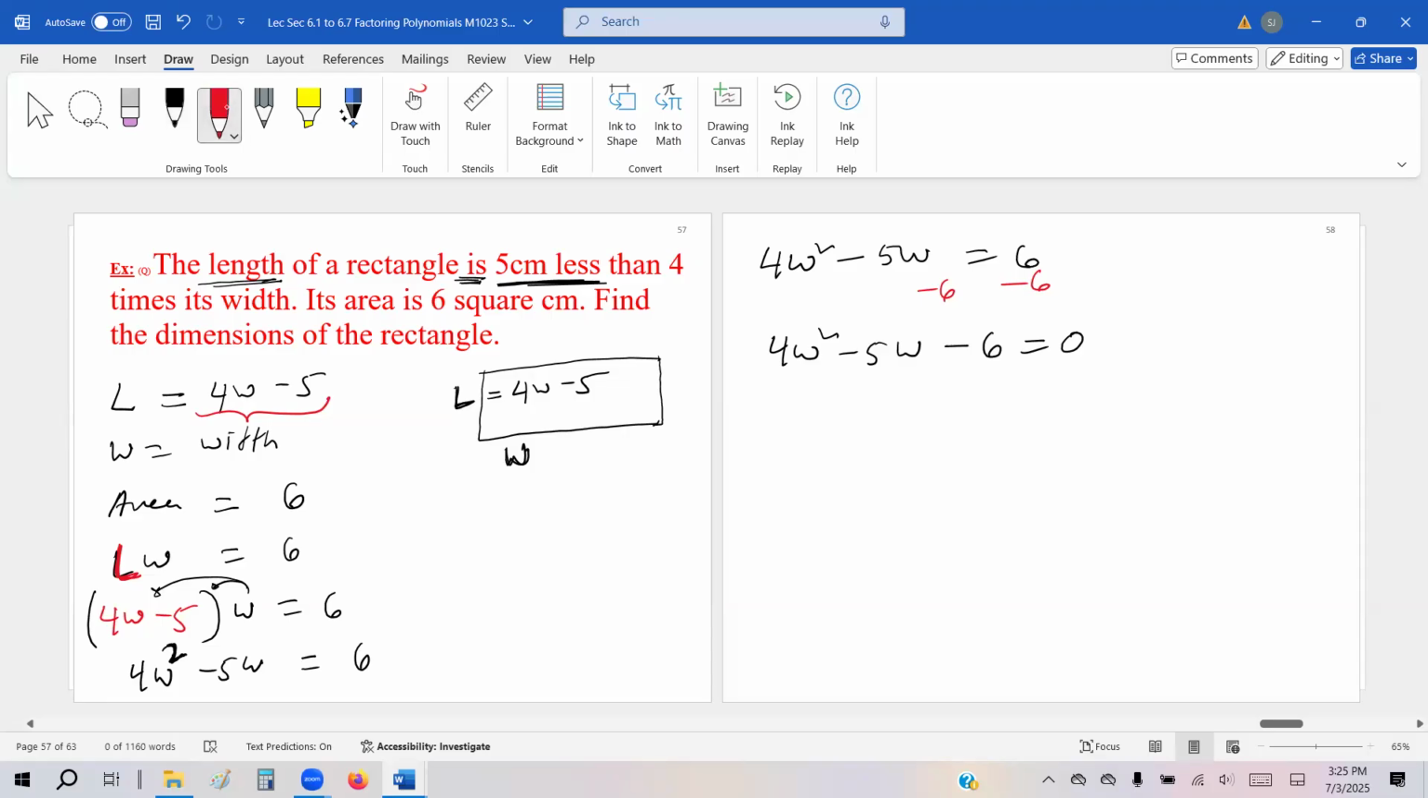In the weird one, we are going to ignore this 4, and the 6 will turn into AC. So the first weird thing we do: the 4W squared suddenly becomes 1W squared, minus 5W, and the 6 suddenly becomes negative 6 times 4, which is negative 24.